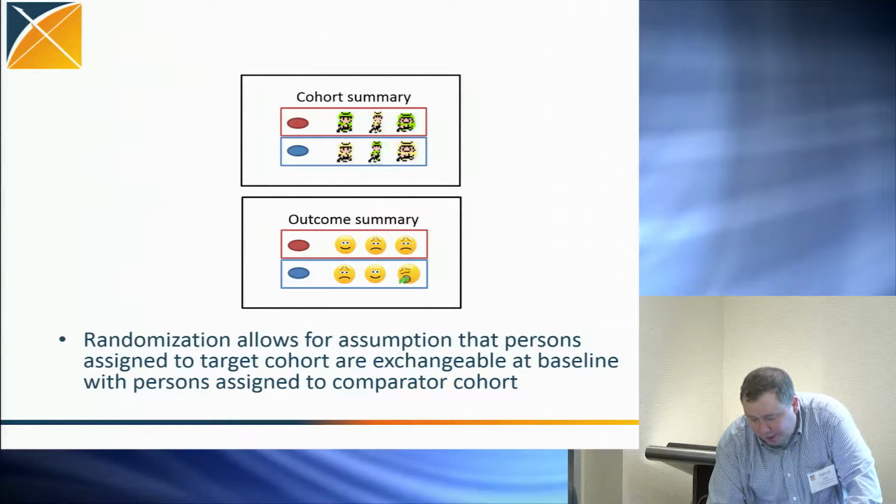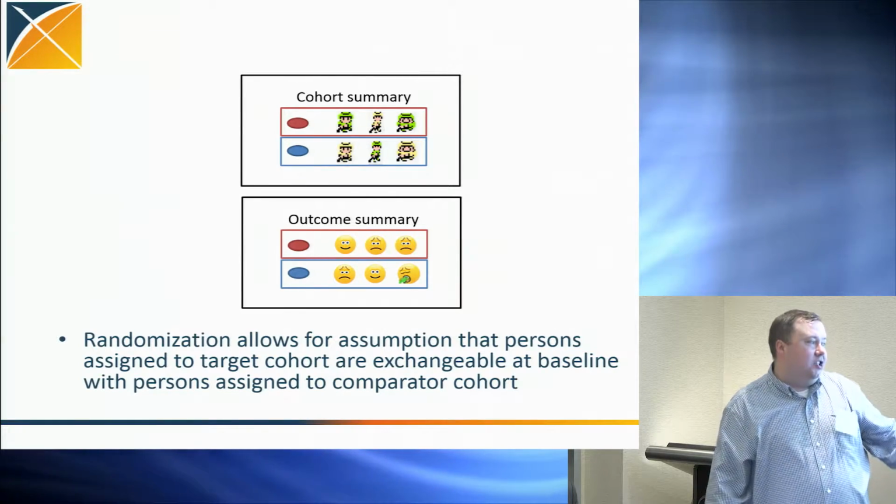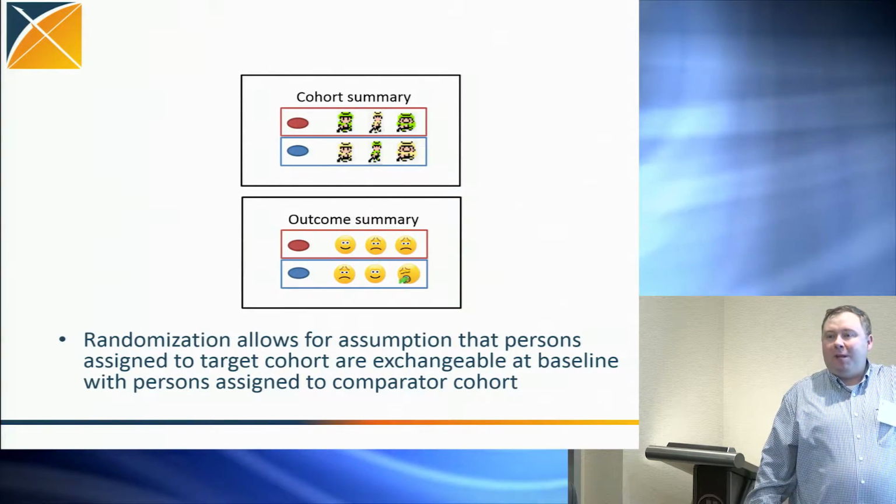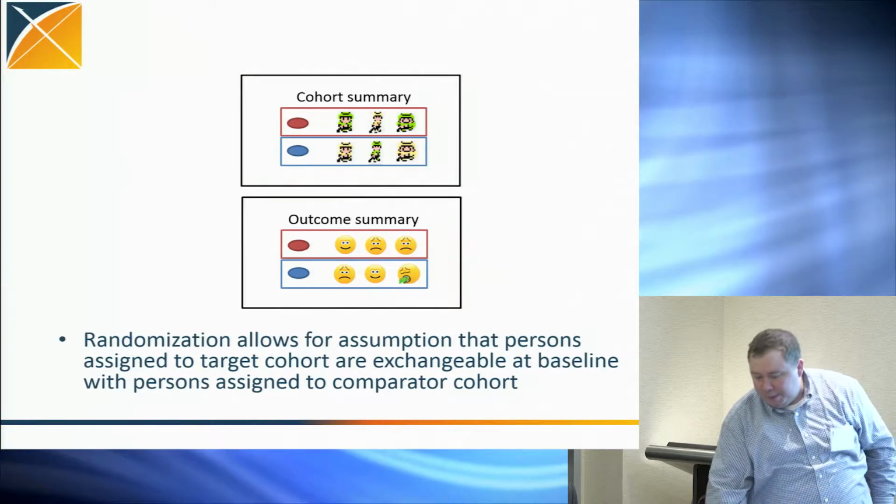Now, randomization allows this to be possible based on an exchangeability assumption that we think that the group of people that were randomly assigned red are exchangeable with the people that are assigned blue.